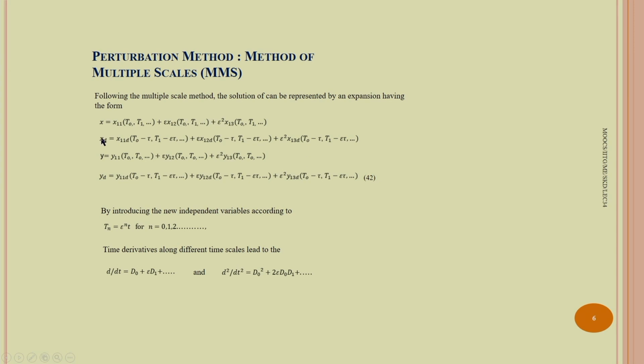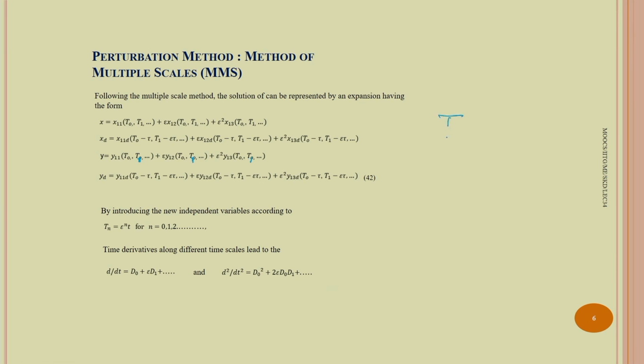For x and y we can take the conventional expansion. Here, up to second order expansion is taken. So x is taken to be x11(t0, t1) plus epsilon x12(t0, t1) plus epsilon squared x13(t0, t1). Similarly, y is taken to be y11(t0, t1) plus epsilon y12(t0, t1).